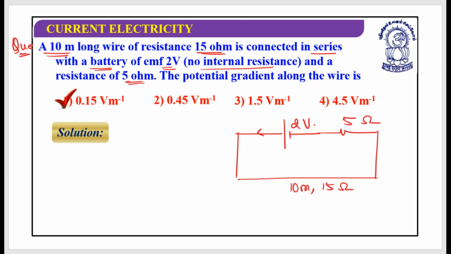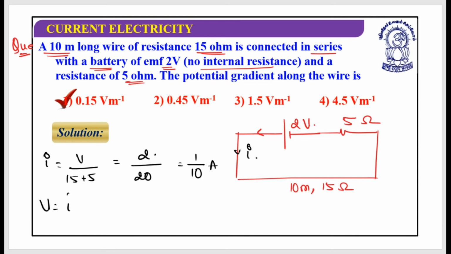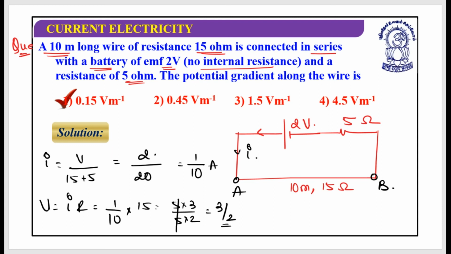It is almost the same question. Do it with me. Find out the current, I, which equals V divided by 15 plus 5. This is 2 volt. 15 plus 5 is 20. This is 1/10 of an ampere. Now let's calculate V equals I into R. This is 1/10, and I'm talking about the potential drop from A to B. This is 1/10 into 15, which equals 3/2. This is just the potential drop.